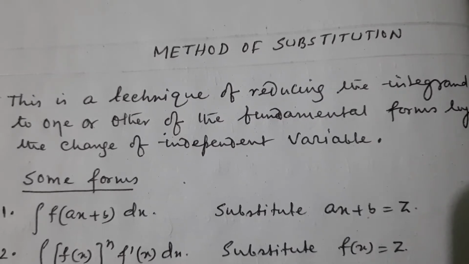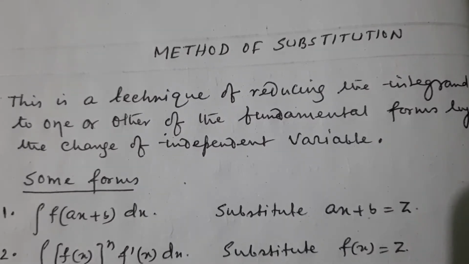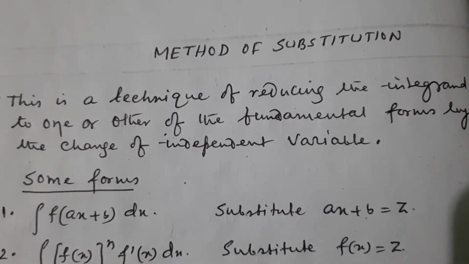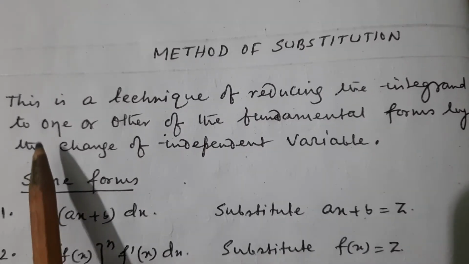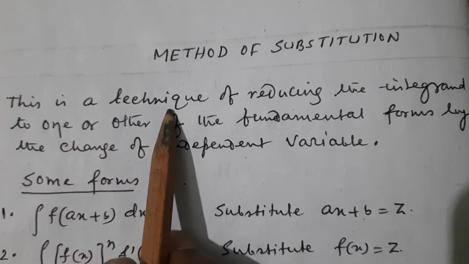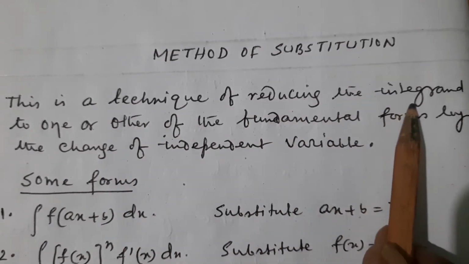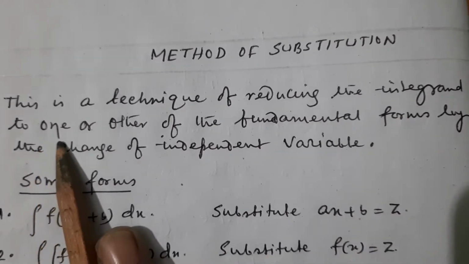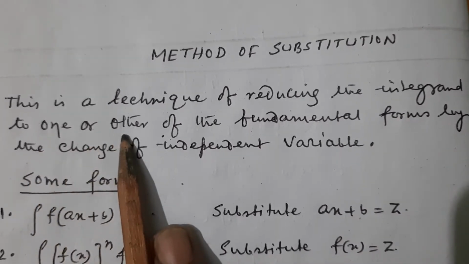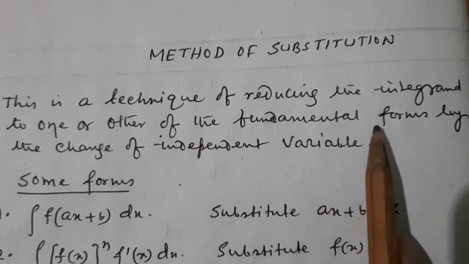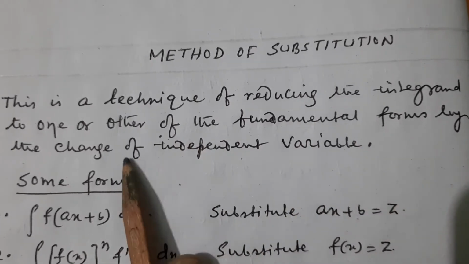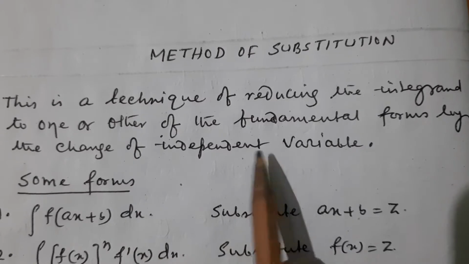Today I discuss the second chapter of indefinite integral, method of substitution. Method of substitution is a technique of reducing the integrand to one or other of the fundamental forms by the change of independent variable.